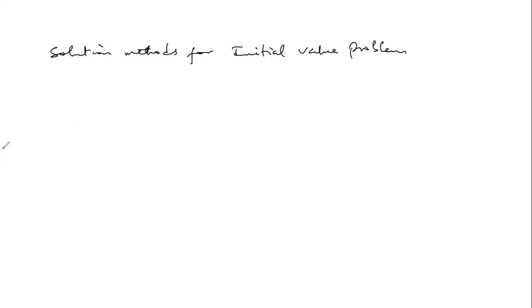So for the initial value problem, we have two broad categories of methods, the one-step methods and the multi-step methods, okay? So we are now going to run through these methods in a flash. Okay, so I think I want to use a straight line here. So let's say this.